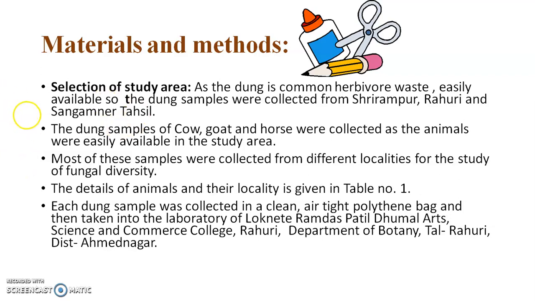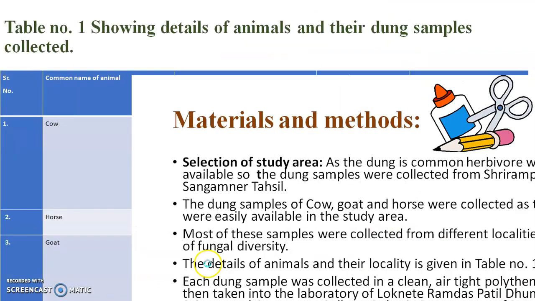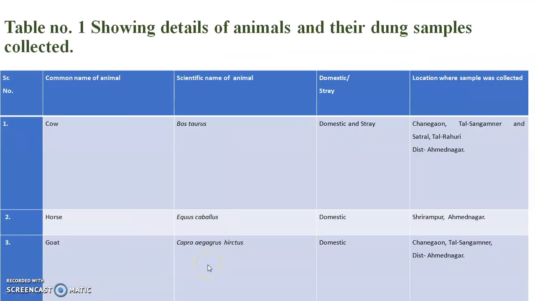Each dung sample was collected in a clean, airtight polythene bag and then taken to the laboratory of Loknete Ramdas Patil Dumal Arts, Science and Commerce College, Rahuri, Department of Botany. Here, in table number 1, we see the common name of the animal, its scientific name, whether it is domestic or stray, and the location where samples were collected. So cow, horse and goat, three animals were selected.